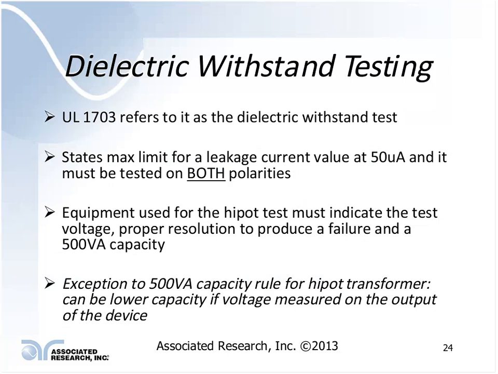Now, for the equipment used for the Hipot test, the UL standard stipulates that you have to have a 500 VA capacity. However, this 500 VA capacity rule for the Hipot transformer doesn't apply if your voltage is measured on the output. Where does that come from? Basically, what they're saying here is they're making sure you have a regulated Hipot tester. Because if your Hipot tester does not have a regulated output, what can happen if you heavily load it is your voltage can drop with a heavy capacitive load.